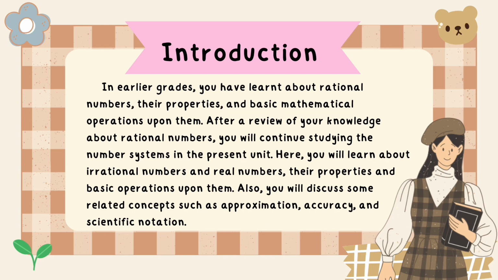Introduction. In earlier grades, you have learned about rational numbers, their properties, and basic mathematical operations using them. After a review of your knowledge about rational numbers, you will continue studying the number system in the present unit. Here, you will learn about irrational numbers and real numbers, their properties, and basic operations using them. Also, you will discuss some related concepts, such as approximation, accuracy, and scientific notation.